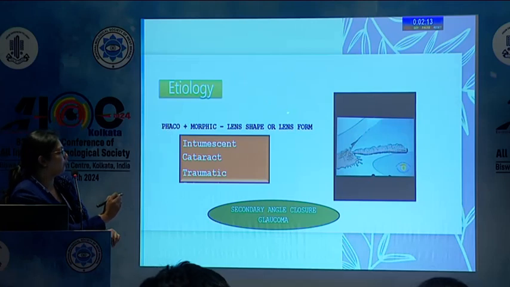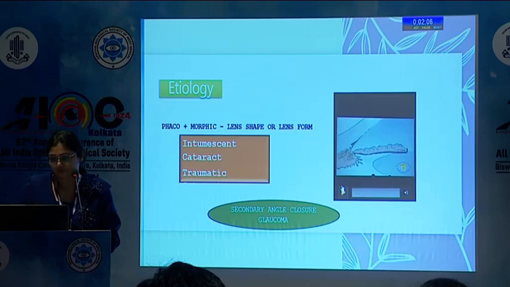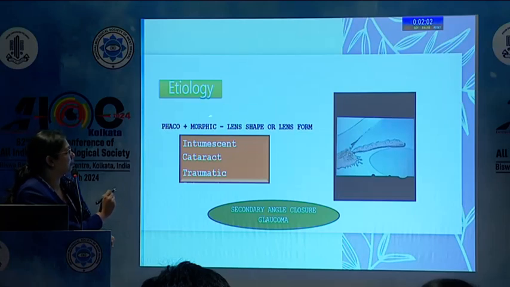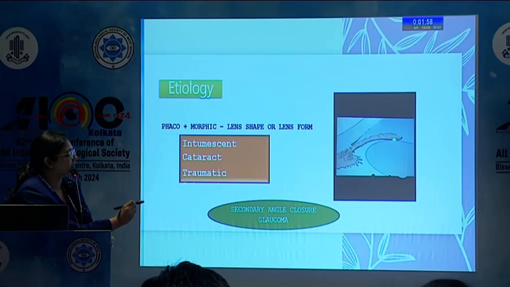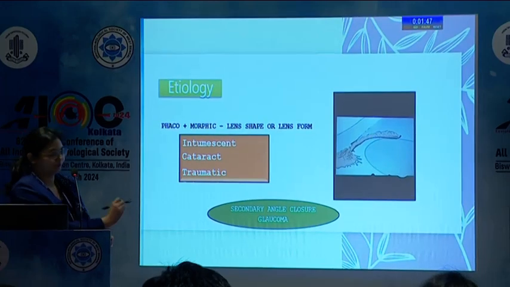Now, coming back to Phacomorphic glaucoma. As its name suggests, Phaco means lens and morphic means morphology of the lens. So as the lens increases in size or shape, it leads to pupillary block, leading to iris bombing, leading to iridotrabecular apposition and angle closure glaucoma.